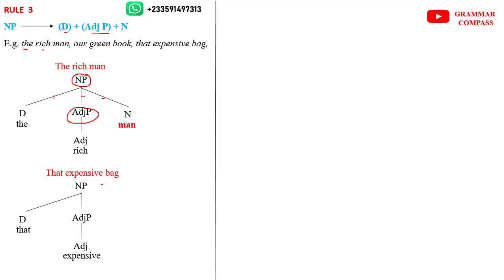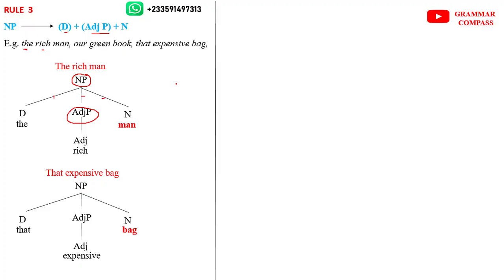We are left with the last constituent of the noun phrase, that is bag. This is what you are going to do. You draw your branch, then you write your noun, and then you write bag below it. This is the third rule of phrase structure grammar. That is when you have an optional determiner, an optional adjective phrase, and then a noun. This is how to represent it on trees. Write down more similar examples and then try to draw trees of this structure.